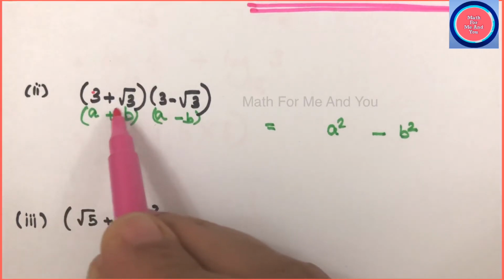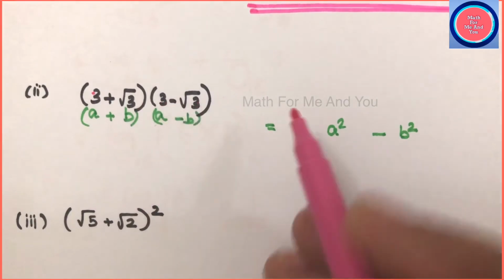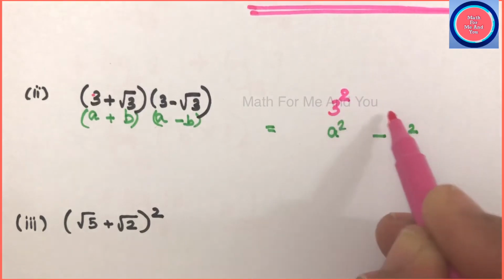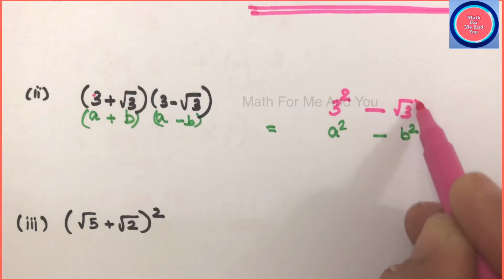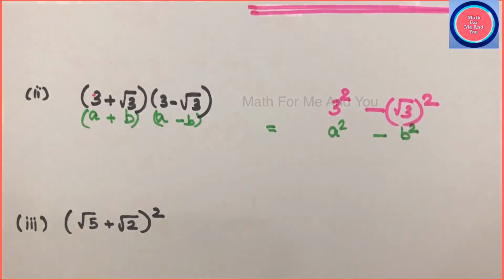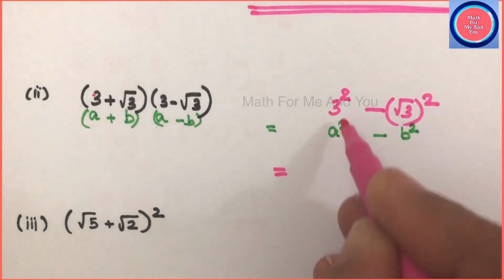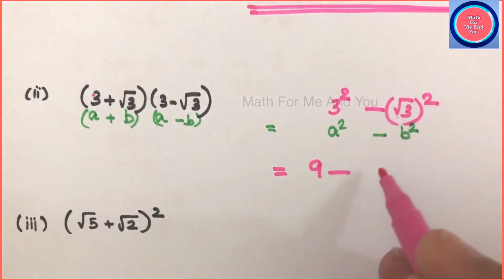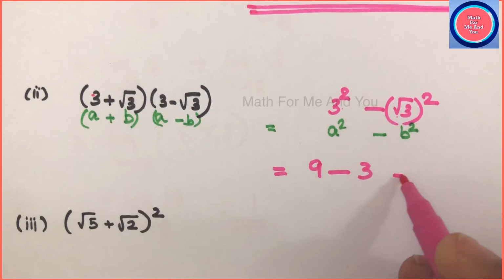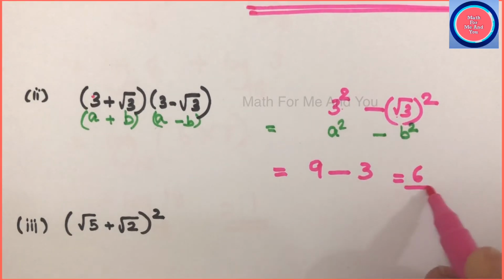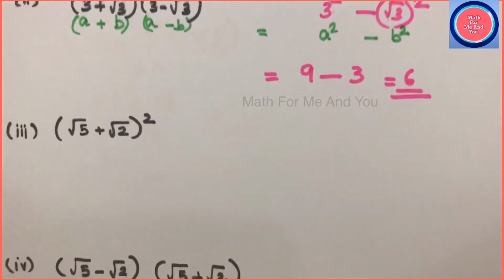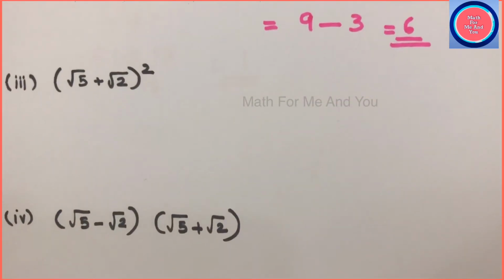Now we can simplify the given brackets using this identity. In place of a we have 3 and in place of b root 3. We get a square, what is a square? 3 square, minus b square. So we write root 3 square. 3 square is 9, 3 times 3, 9, minus root 3 square. If we take root and square, that cancels, so we get only 3. 9 minus 3, what answer? It is 6. So the brackets have been removed using the identity (a plus b) times (a minus b).